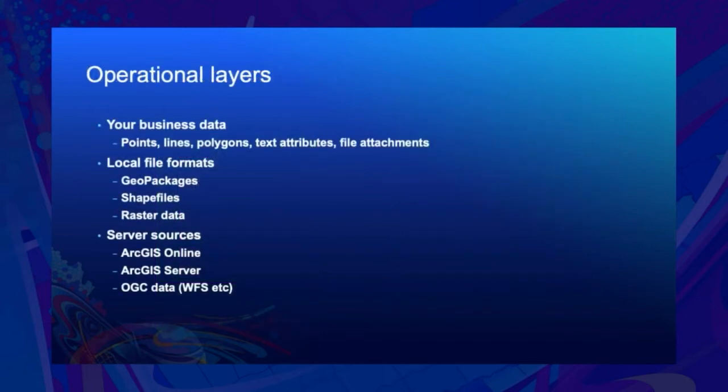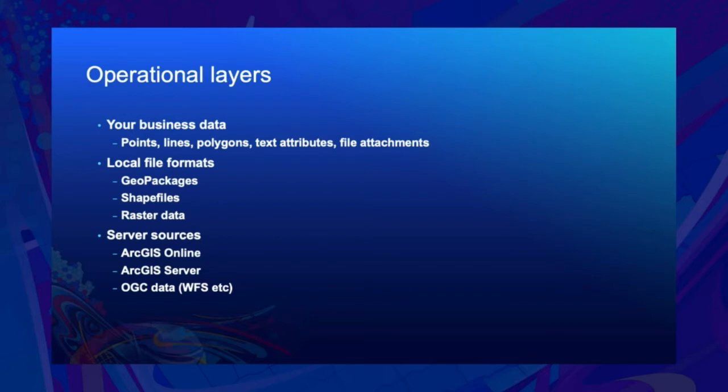Until now, the applications that we've created in 2D and 3D have only been displaying base maps or surfaces. You want to build up on those so that they're displaying your own business data. As you've seen with both the map and the scene classes, we've got this operational layers collection, and this is where you're going to add in your business data. This can be representative of points, lines, polygons, text attributes, file attachments, photographs, all of that data that brings your application to life.